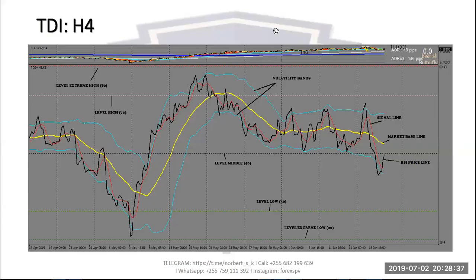Let's start with the TDI. Traders Dynamic Index is the long form of the TDI. We use the TDI on our 4-hour time frame only. That's where we use the TDI. So I labeled the TDI, and these are the parts that you need to be aware of, the parts of the TDI.